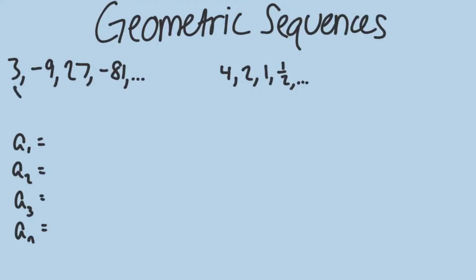Geometric sequences go up by the same number every time, but you're multiplying or dividing. So that's called a common ratio, not a common difference. And geometric sequences are similar to exponential functions. In this first sequence, the common ratio, what we're multiplying from one term to the next, is -3. For this next one, what we're multiplying by every time is 1/2.